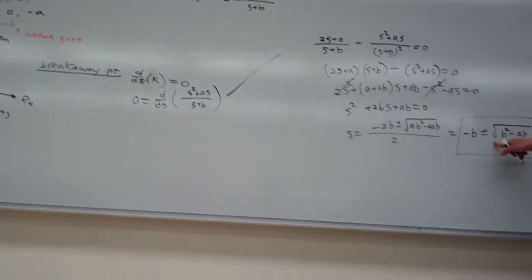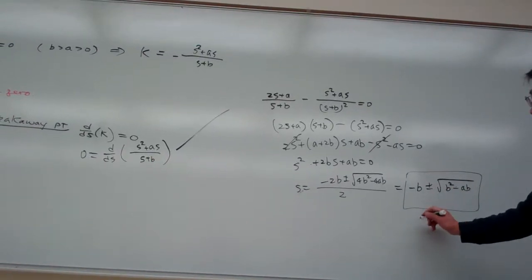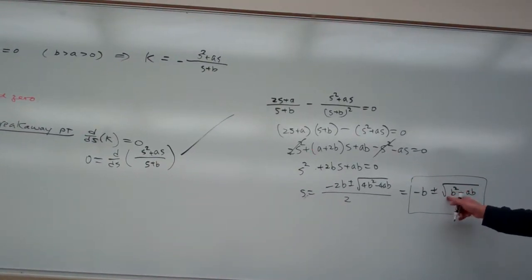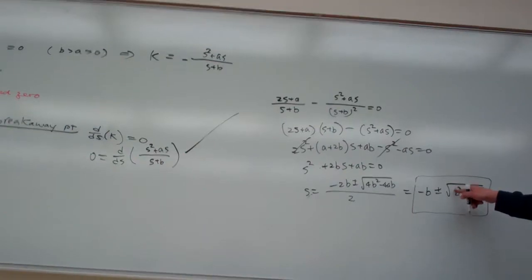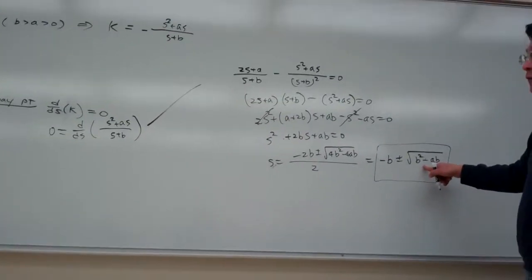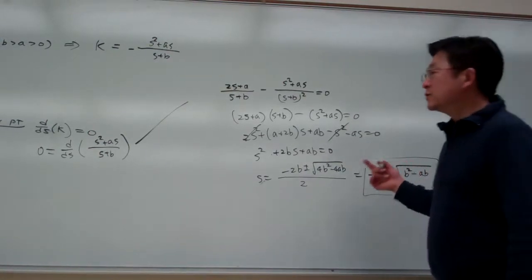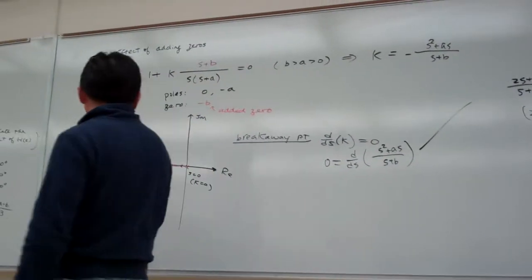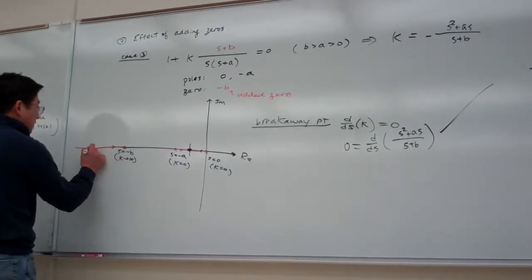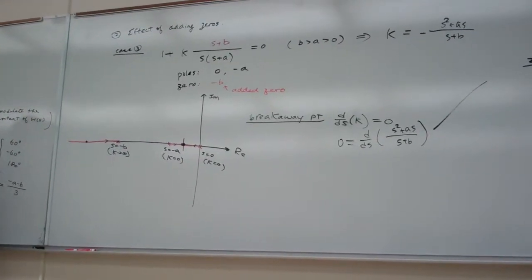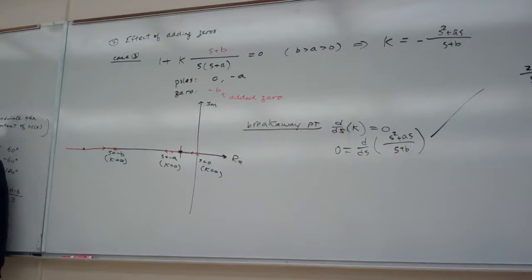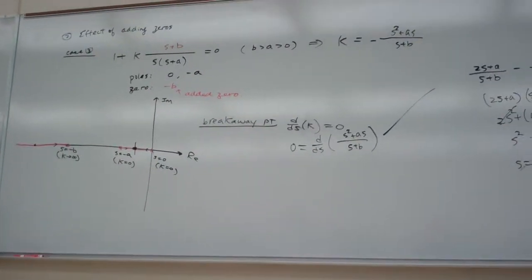So here we have two roots, and one is minus b plus some positive number, and one is minus b minus some positive number. So here, let me just assume one is here and one is here. Okay, so one is breakaway, one is break in.